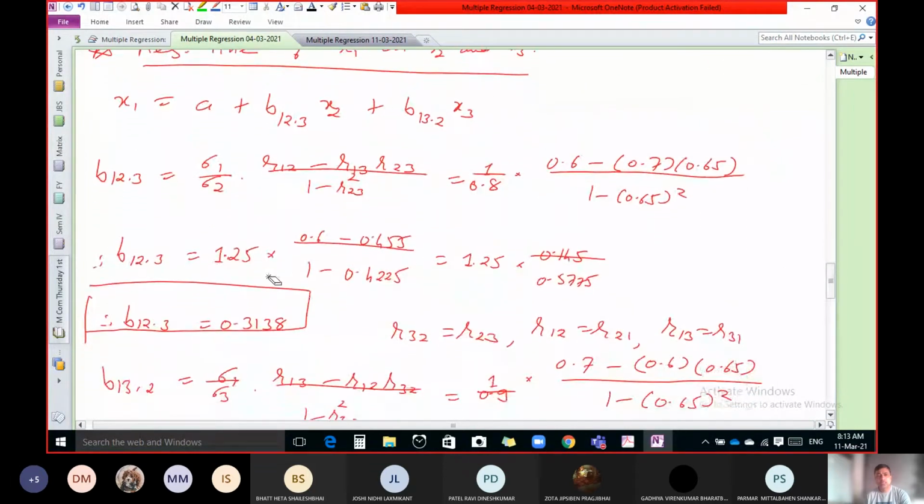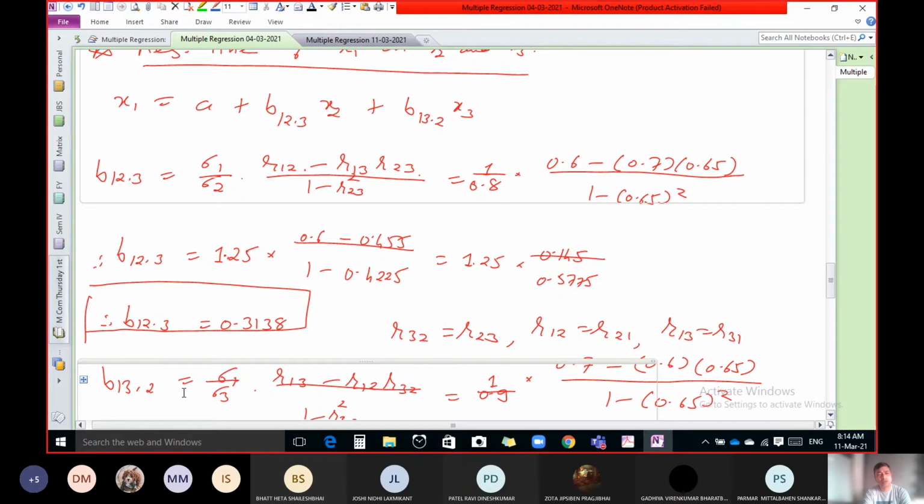Now in this first step, you have to find a, or you can write b0, no problem, then b12.3 and b13.2. But for that, what are you required to do? Simply use the formula, you will get the answer. This is the formula of b12.3: sigma 1 upon sigma 2, or you can write s1 upon s2, times r12 minus r13 r23 upon 1 minus r23 square. Everything is given. Substitute, you will get the value of b12.3.